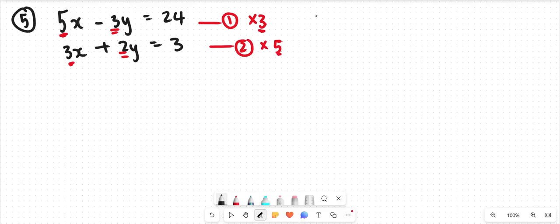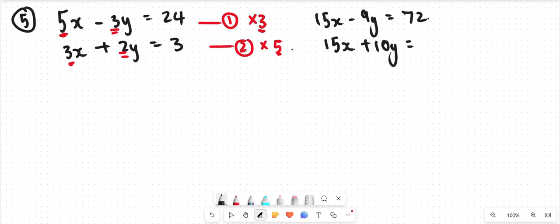So if I times the top by 3, I'll end up with the 15x minus a 9y is equal to, let's just check, 24 times 3. 24 times 3 is 72. So this side I have 72. And the bottom, if I times by 5, I'll end up with a 15x plus a 10y is equal to a 15.